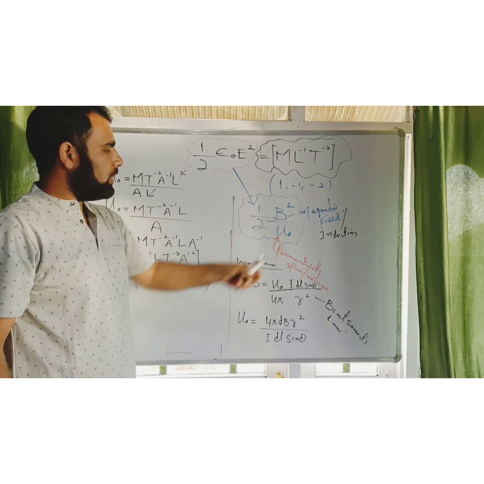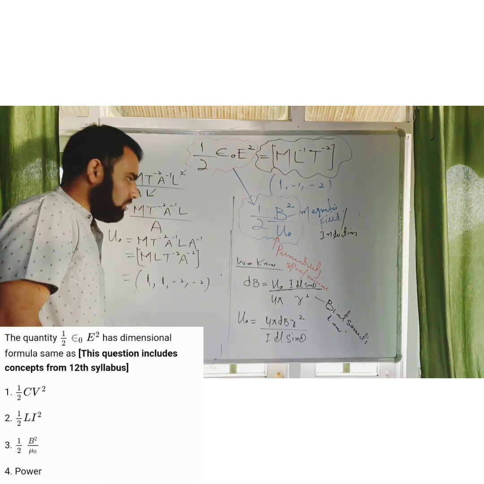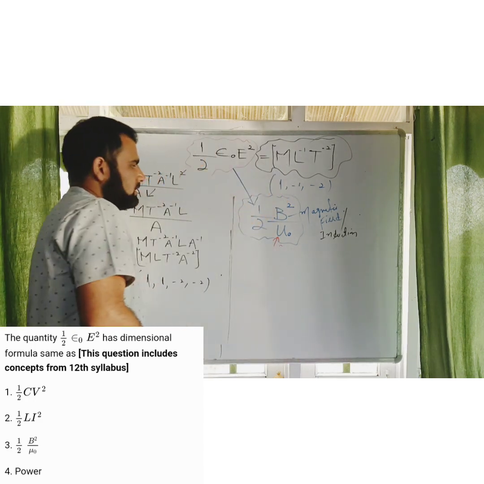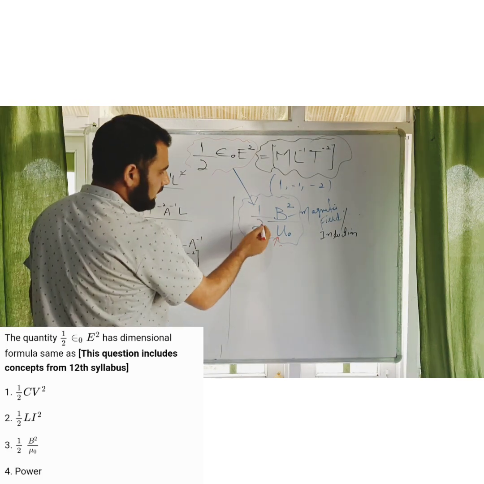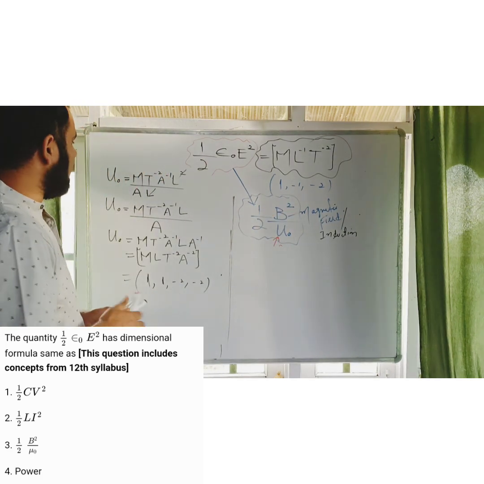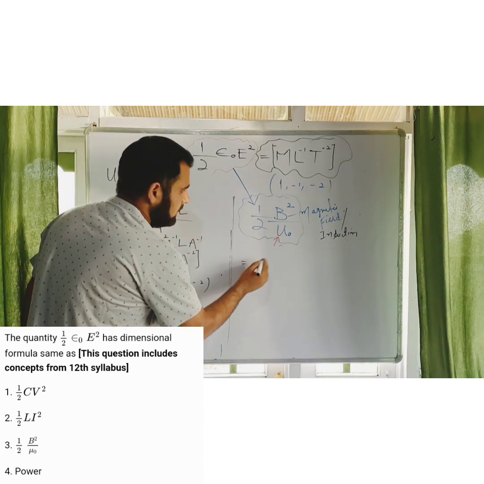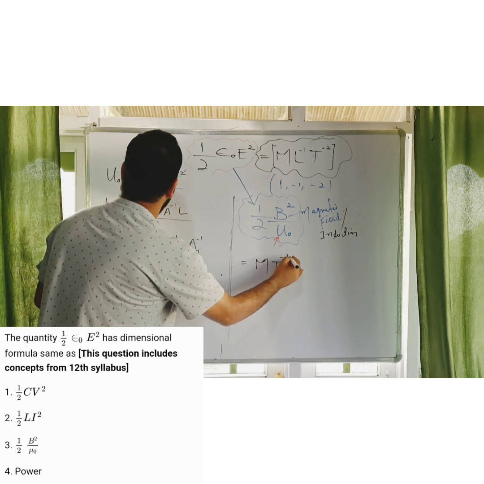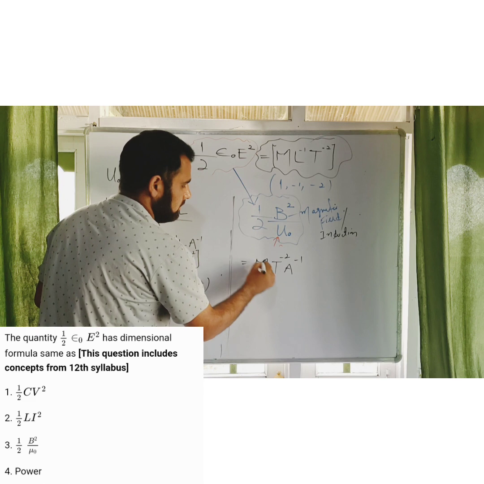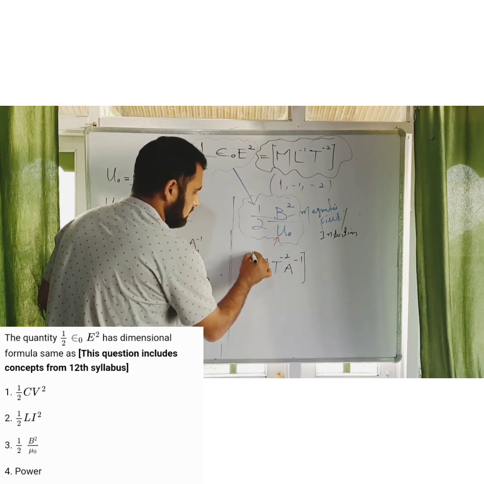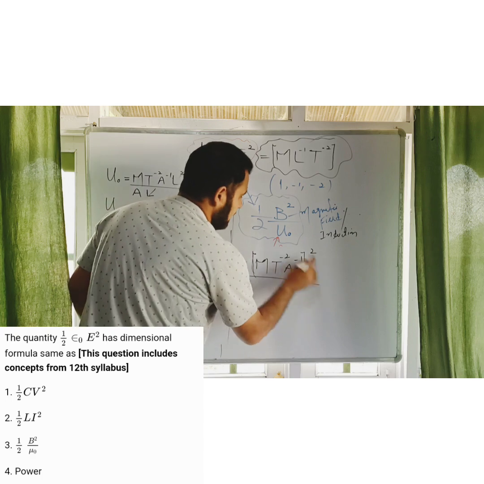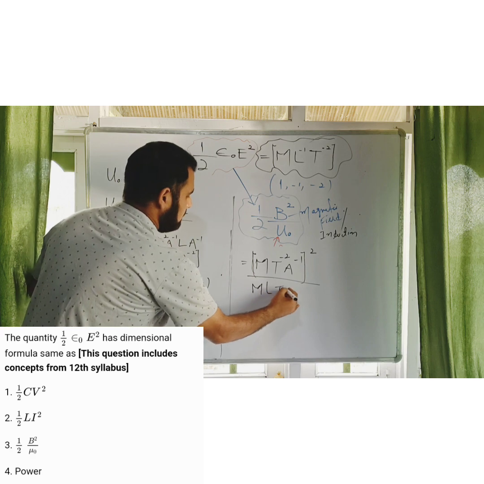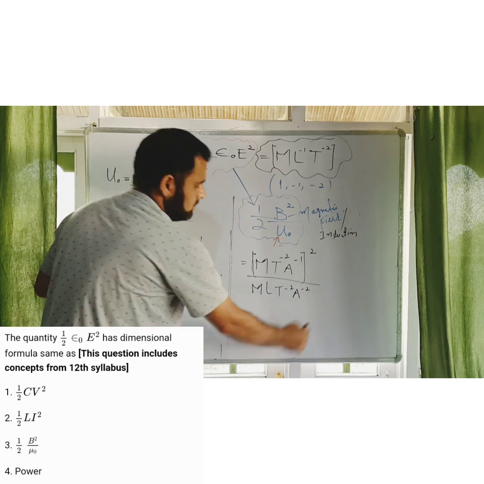Now looking at the ratio 1 by 2 B square by mu naught, let us check its dimensional formula. Here 1 by 2 is dimensionless. The dimensional formula of the magnetic field, already deduced, is M T minus 2 A raised power minus 1, whole square, divided by mu naught, the permeability, which has a dimensional formula of M L T minus 2 A raised power minus 2.